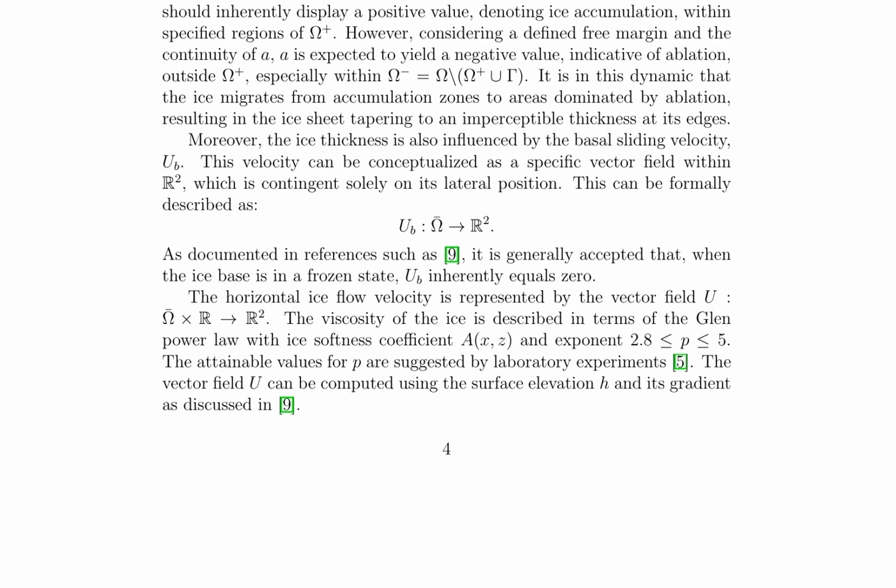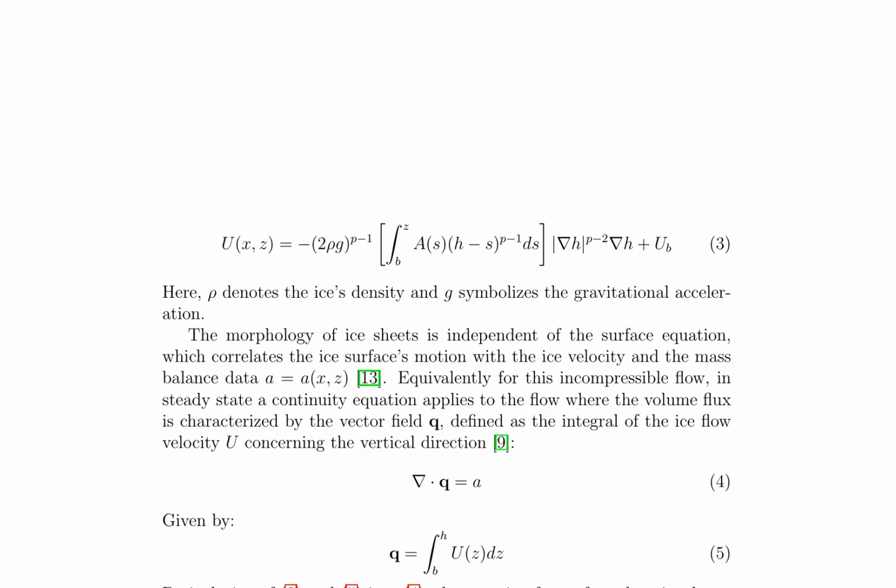The viscosity of the ice is described by the Glenn power law, with an ice softness coefficient A, x, z, and an exponent p, which ranges from 2.8 to 5, as suggested by laboratory experiments, 5. The Glenn power law is used to model the nonlinear relationship between the ice velocity and the stress applied to the ice. In the realm of ice sheet modeling, a mathematical framework has been developed to simulate the surface elevation and velocity of an ice sheet.